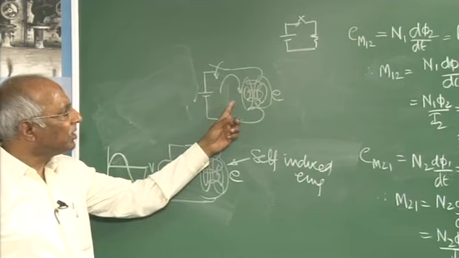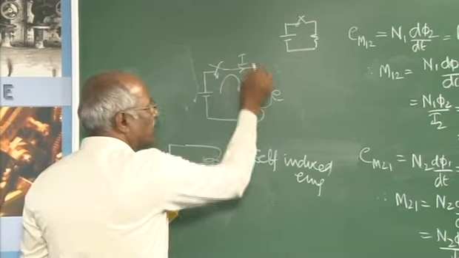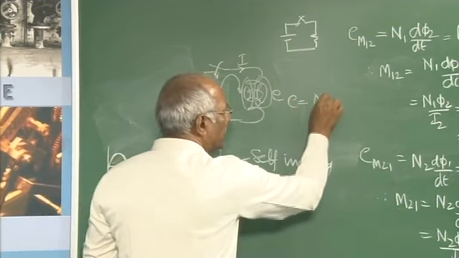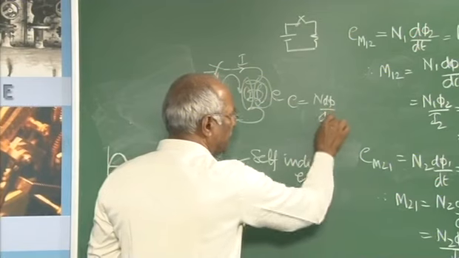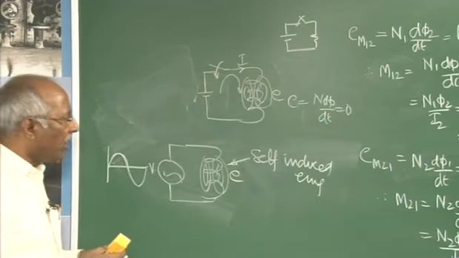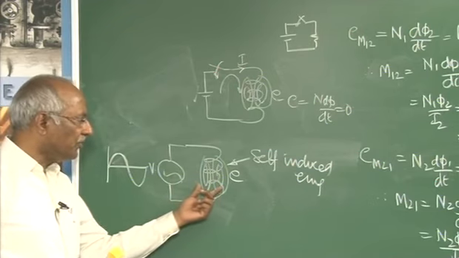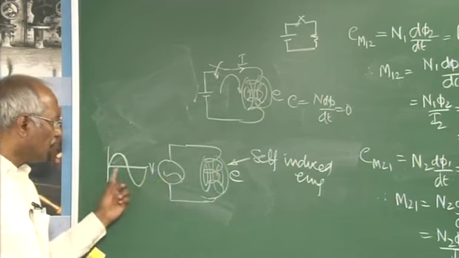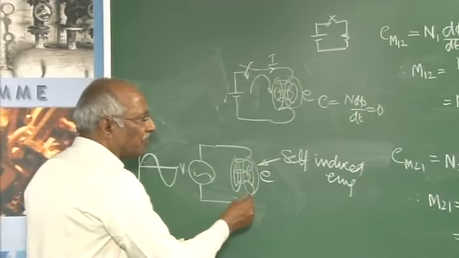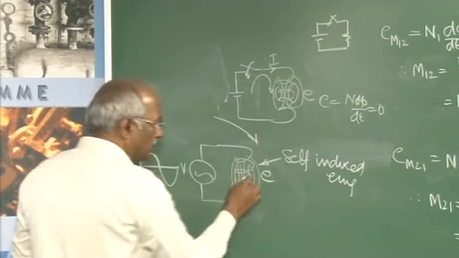However, there will not be any when the key is closed, and if you assume the current is remaining constant, then the EMF induced, which is N d phi by dt, will be 0. d phi by dt is 0, therefore, the EMF induced is also 0. On the other hand, in case of an AC circuit, there will always be self-induced EMF as and when the coil is excited.